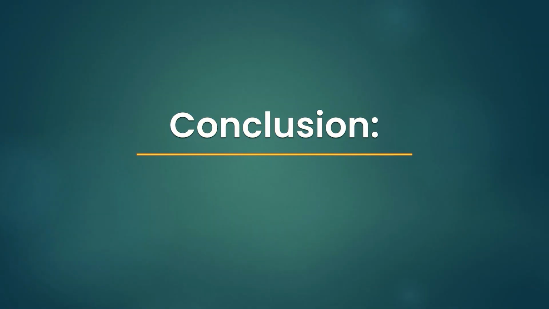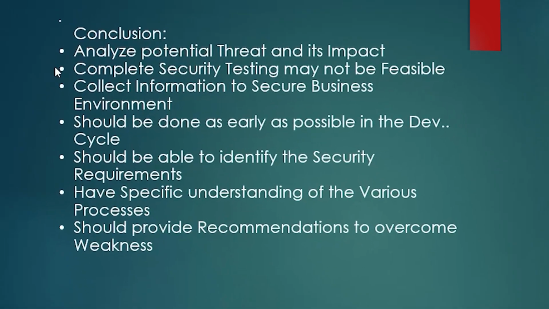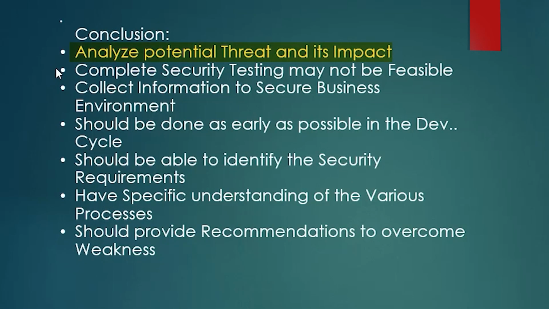Now the conclusion is you have to analyze the potential threat. We have to first know what kind of threats can occur, then understand if a threat has occurred already, then know how to resolve it. Complete security testing may not be feasible sometimes, so you have to know where to test or which part to test. Collect information to secure the business environment, so you cannot just keep the confidential information outside. You have to have a proper business environment.